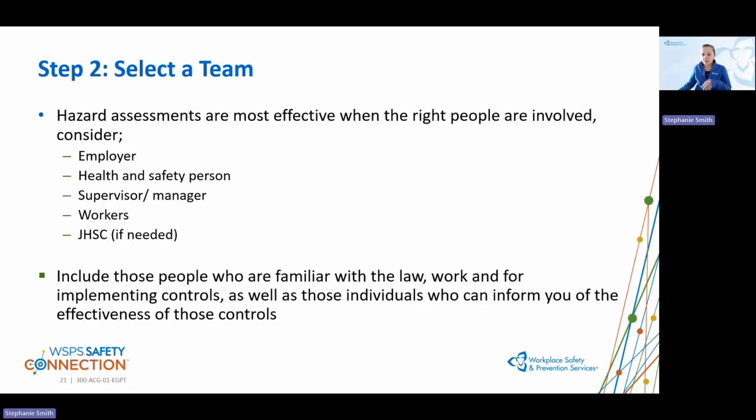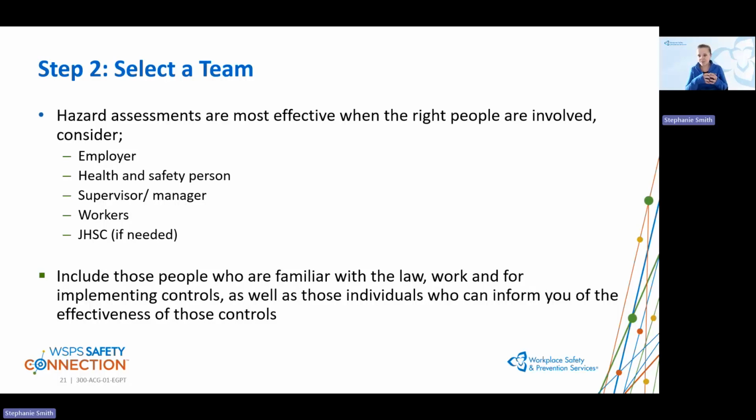But you want to include those people who are familiar with the law, the work, and for implementing controls, as well as those individuals who can inform you of the effectiveness of those controls. So that's why workers are key, supervisors are key contributors to that. As well, depending on what type of assessment you're doing, like a field level hazard assessment, that is done by the workers and the supervisors because they're the ones doing the real-time information. Whereas maybe the hazard assessment process is you've got the health and safety person involved, you've got the supervisor, you may have managers, you may have other end workers involved. So it's a variety of people.